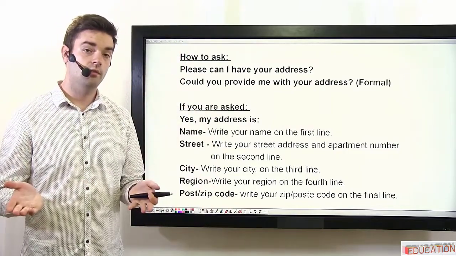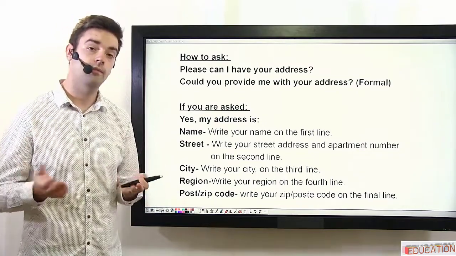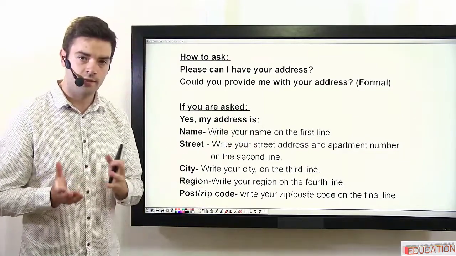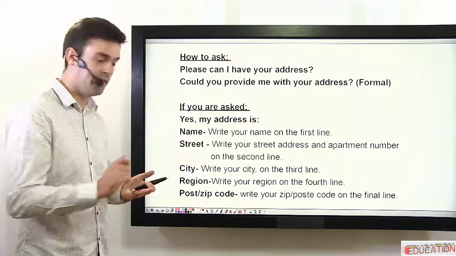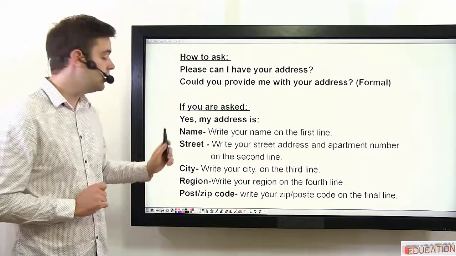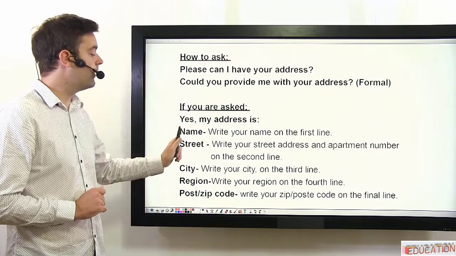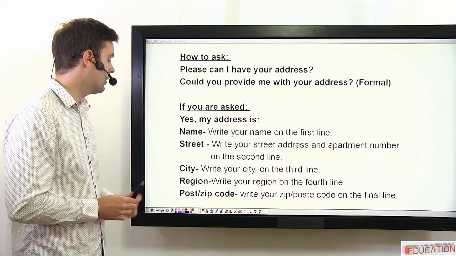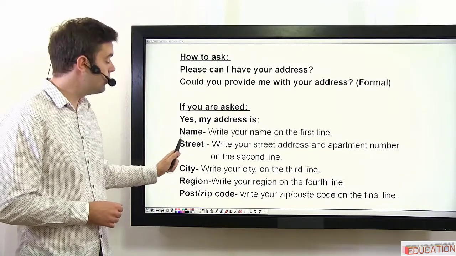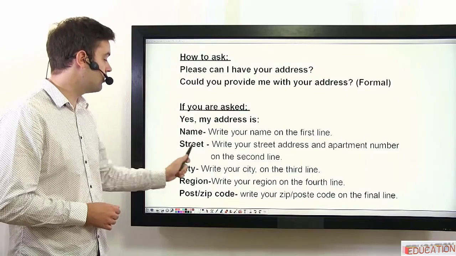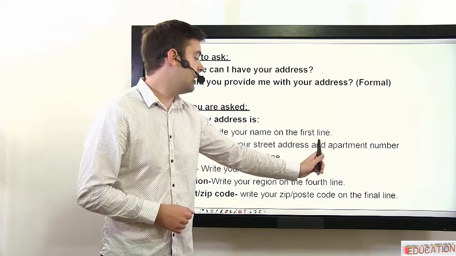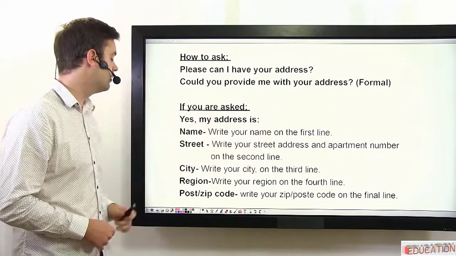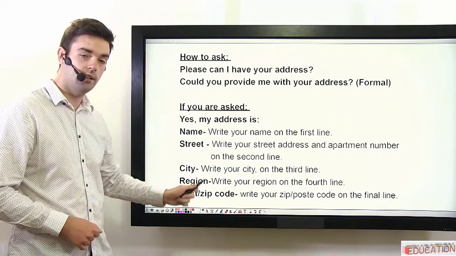If you were asked for your address, you would respond, yes, my address is, and this is the order in which you would need to write it out. First, you would start with your name, and you'd write your name on the first line. Then, you would write the street. Write your street address and apartment number on the second line. Then, you would write the city.